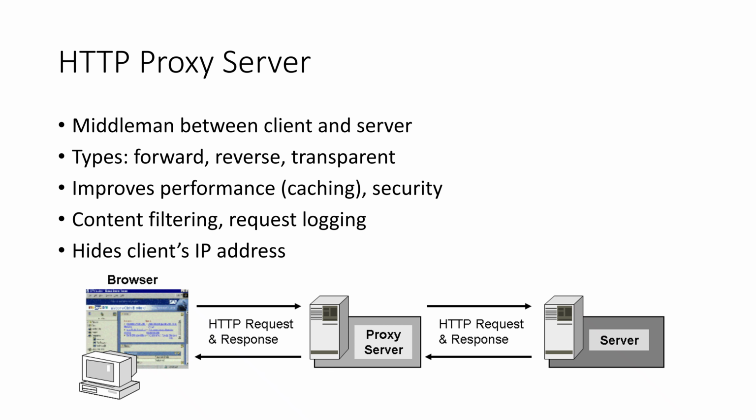A reverse proxy sits in front of a web server and handles requests on its behalf. It can load balance, cache content, or provide security filtering. A transparent proxy does the same but without requiring user configuration. Proxies can cache frequently accessed data, reducing bandwidth and speeding up the response times. They can also provide anonymity by hiding the client's IP address and log traffic for monitoring. They're also used in content filtering, like blocking social media on a school network, or in content delivery networks to deliver content closer to the user.